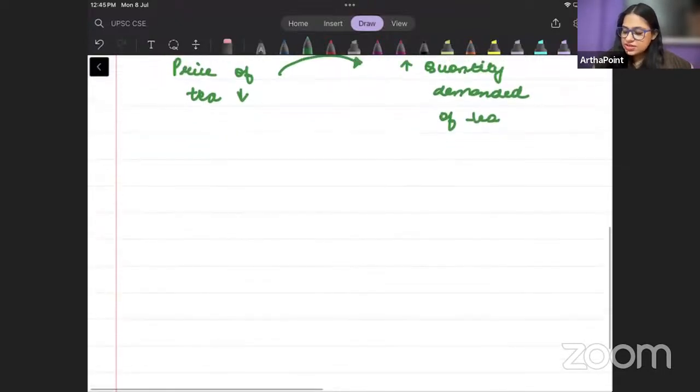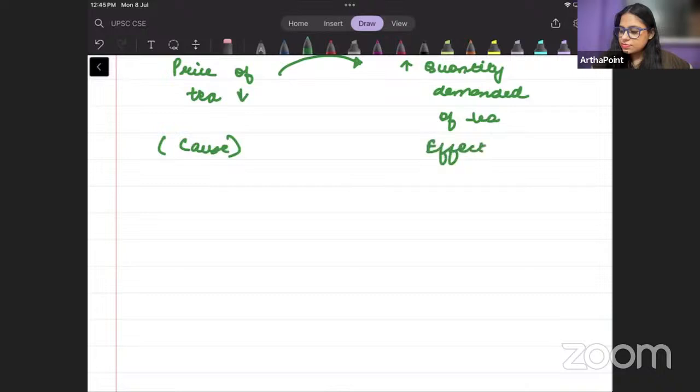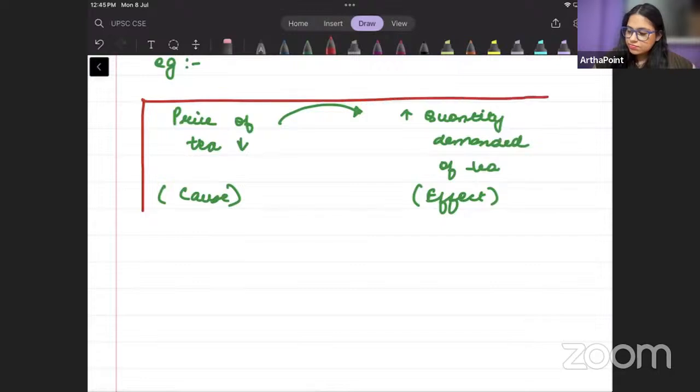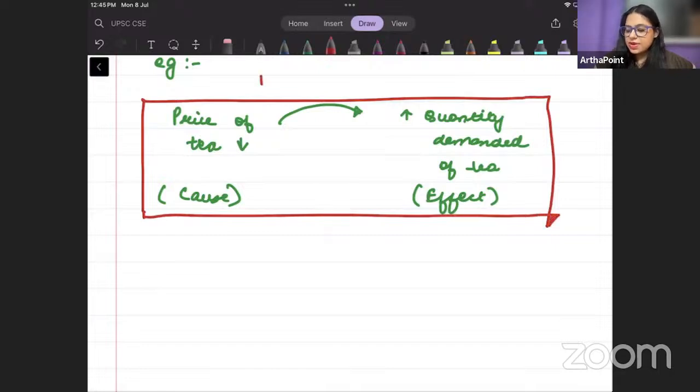So we can say that this is the cause and this is the effect. अगर हम सिर्फ इतना ही पढ़ते हैं, what is cause and what is effect, this much is the concept of partial equilibrium. If I just analyze this, है ना? This becomes my partial equilibrium concept.